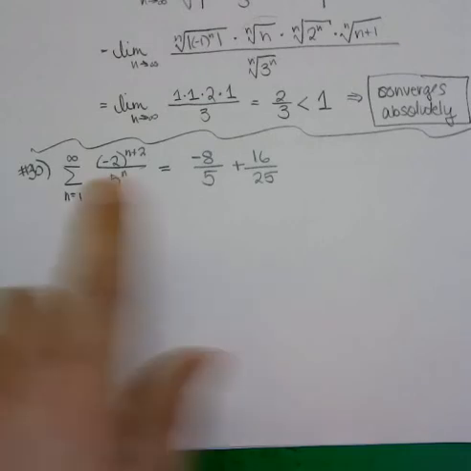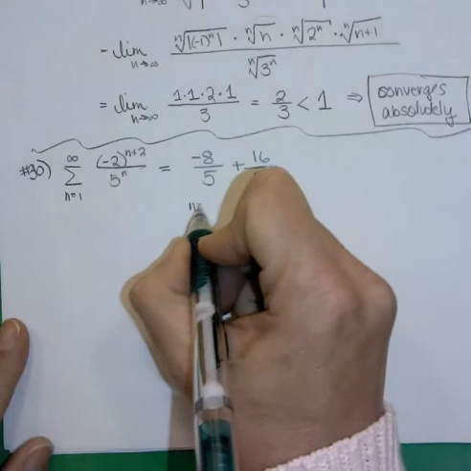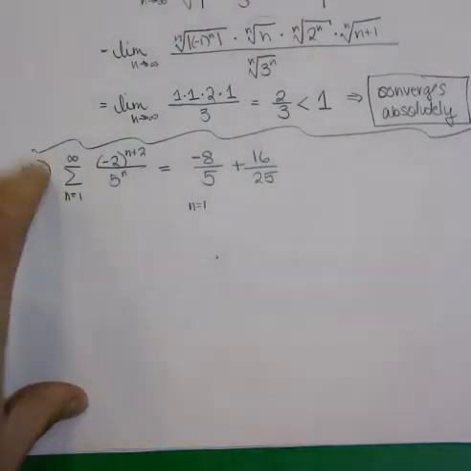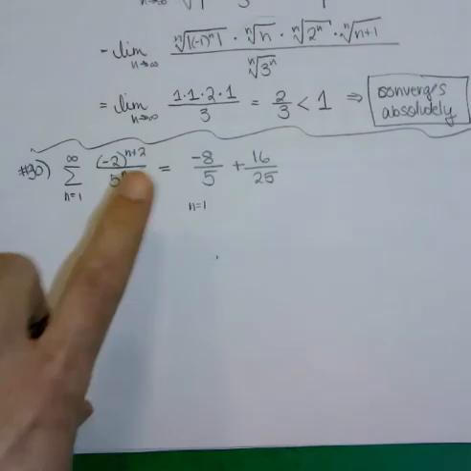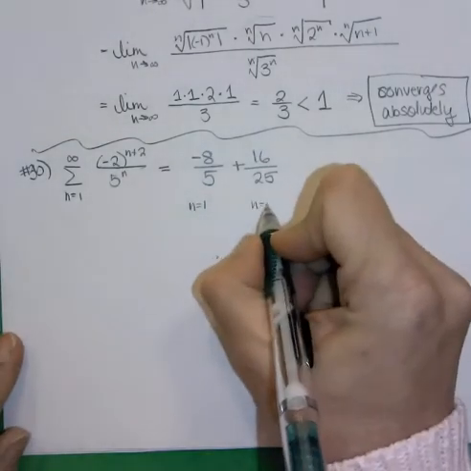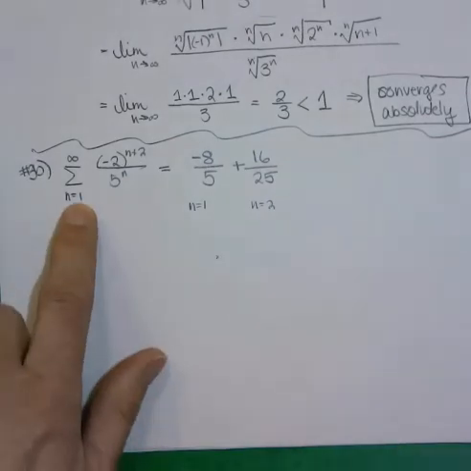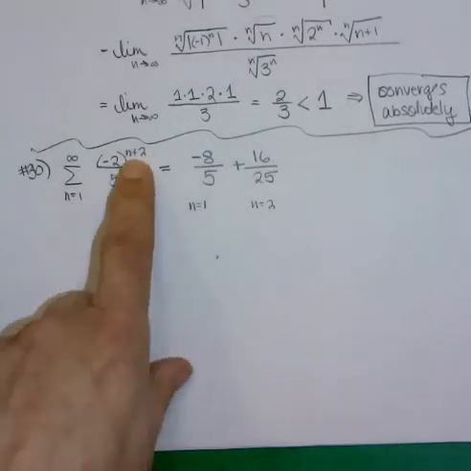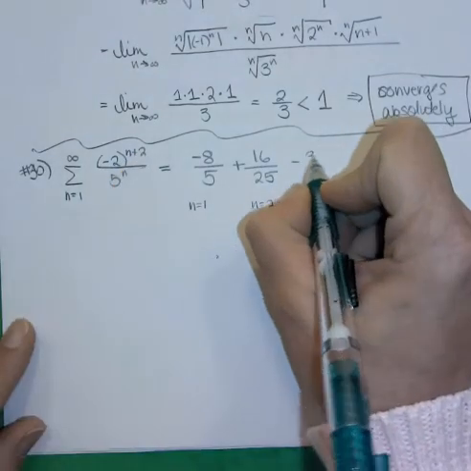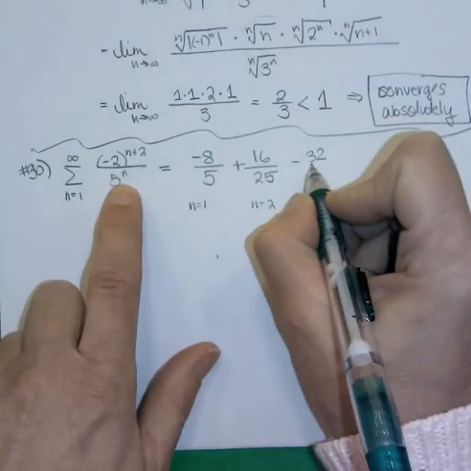So, just for the video purposes, this is problem 3B from the test 4 review. And so I said, let's write out the first couple of terms. So this was for n equals 1, this is for n equals 2. And so now for n equals 3, I would have negative 2 to the 5th. So that would be negative 32 over 5 cubed, which is 125.